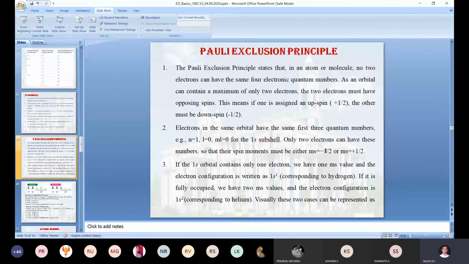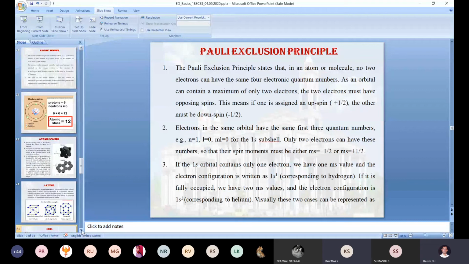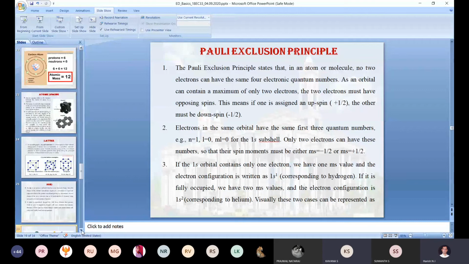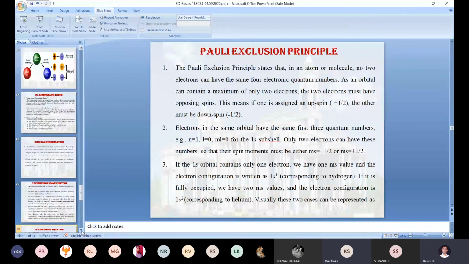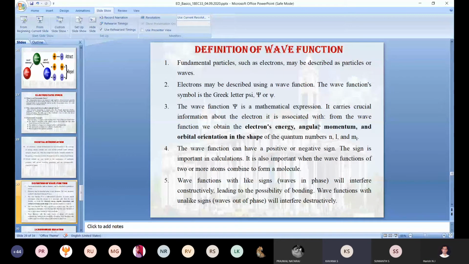What does N stand for? N stands for energy level. Next, L stands for? L stands for the azimuthal quantum number. Exactly, angular momentum or azimuthal quantum number.